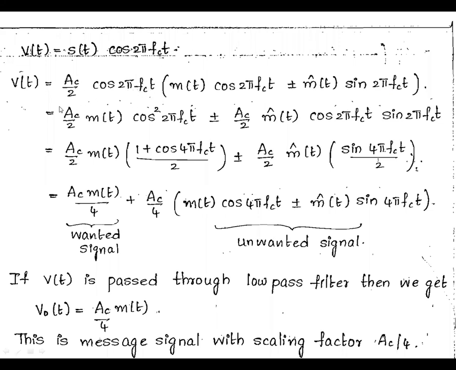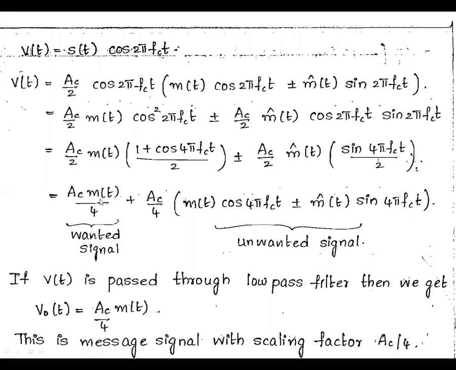After simplification and applying the trigonometric identity, we get Ac by 2 M of t cos square 2 pi f_c t plus or minus Ac by 2 M cap of t cos 2 pi f_c t sin 2 pi f_c t. Writing cos square as 1 plus cos 4 pi f_c t by 2, this becomes Ac M of t by 4 plus Ac by 4 M of t cos 4 pi f_c t plus or minus M cap of t sin 4 pi f_c t.